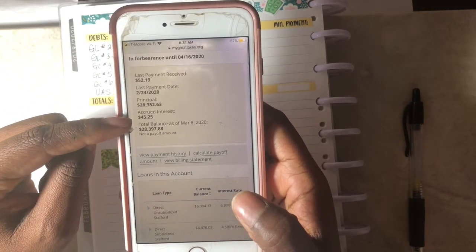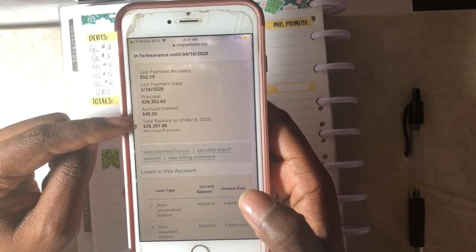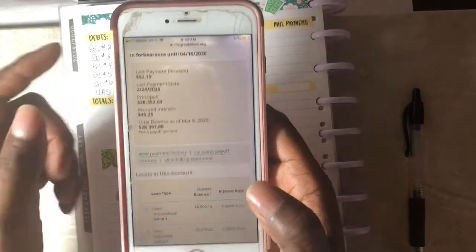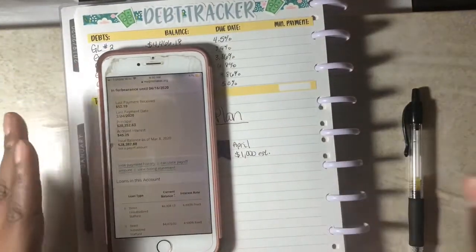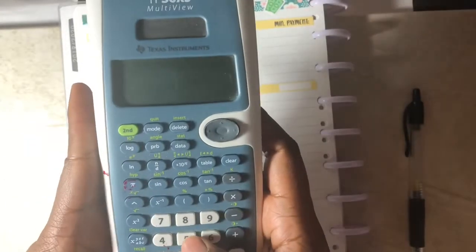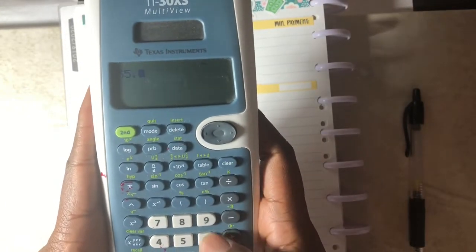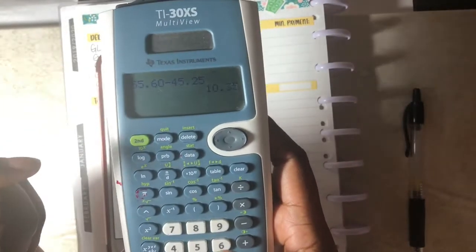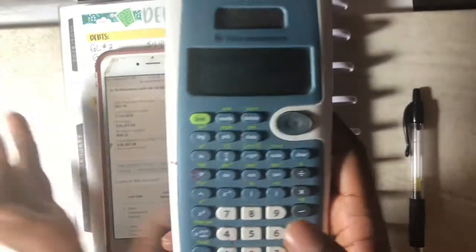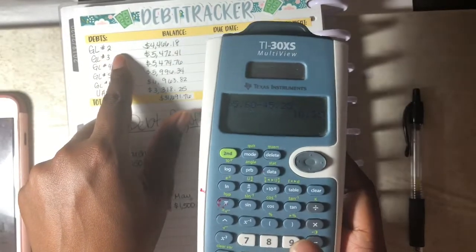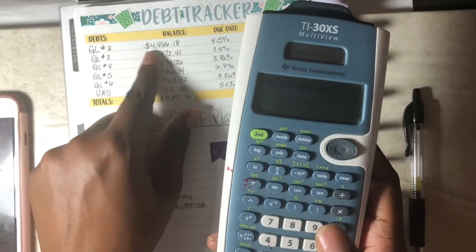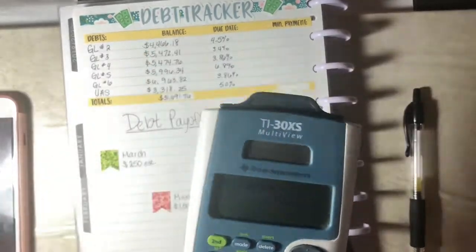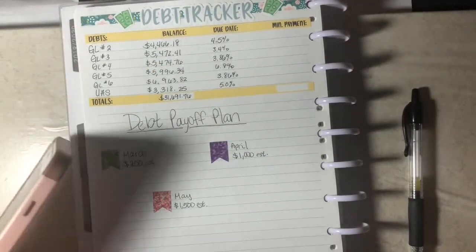The current interest that's outstanding is $45.25. So that means $55.60 minus the accrued interest, $45.25. That means I'll have a difference of $10.35, and that $10.35 will be allocated to Great Lakes loan number 2, because that is the current loan that I am targeting. So I'll be making 2 payments with you today.